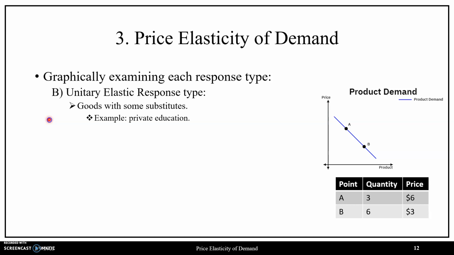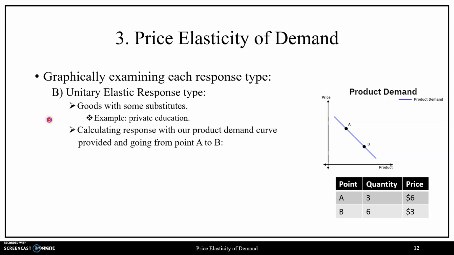And in regards to substitutes, there may be a few private education institutions around in a particular area that are being offered, but also there's the public option that's available for everybody as well. And then in terms of calculating the response type, we're going to turn to our product demand curve as well as our schedule, and we're going to consider movement from point A to B. So a change in quantity demand that leads to rightward movement along our product demand curve, in which quantity demand is going from 3 to 6 due to price decreasing from 6 to 3.